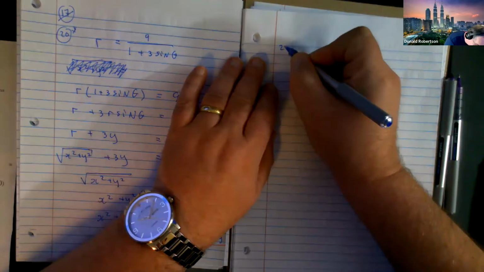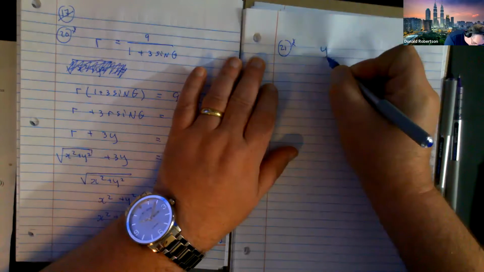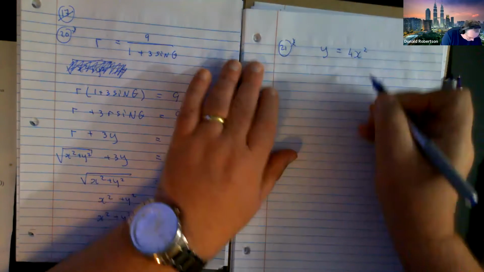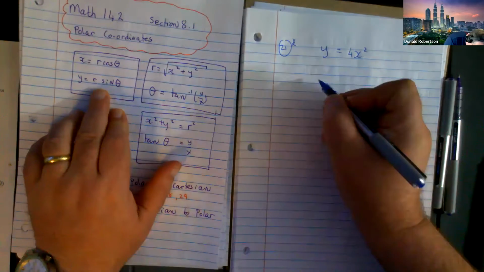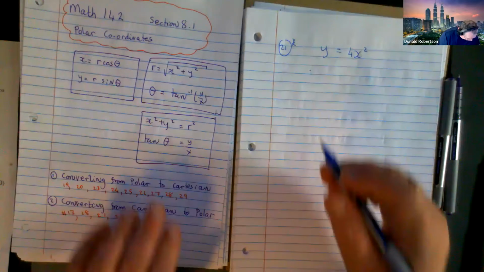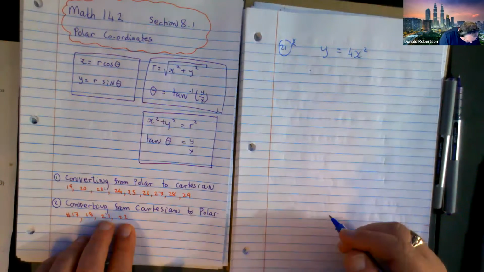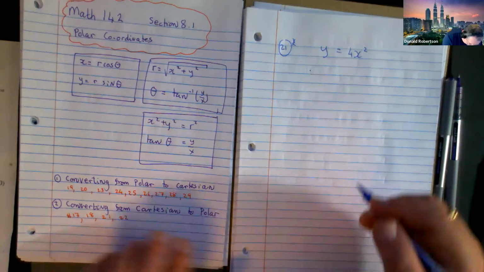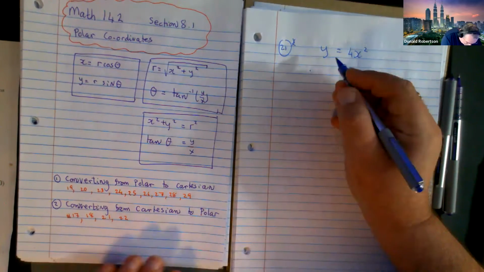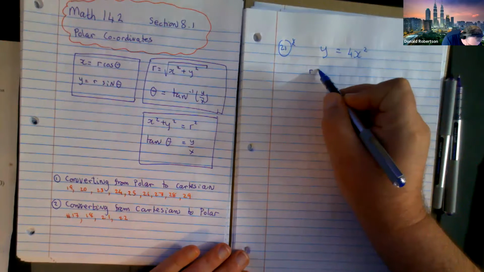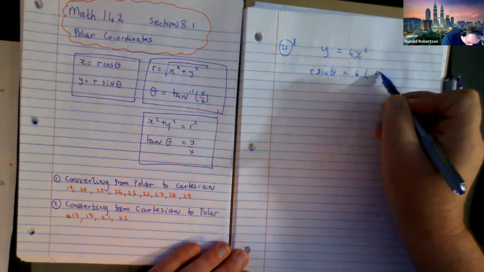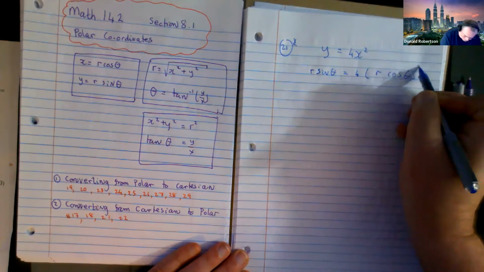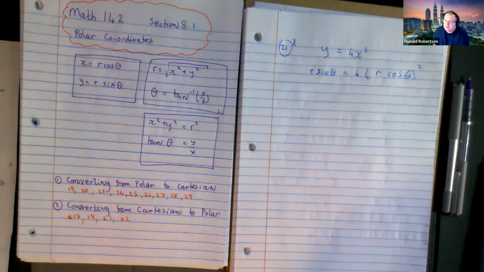Now the next one, question 21, is y equals 4x squared. And y can be rewritten. Oh, we're doing the wrong questions here. This can be written as r sine theta. And this can be written as 4 times r cos theta, squared. I'm getting deja vu in this one. Did I do that one yesterday? So I'm pausing. Oh, okay.